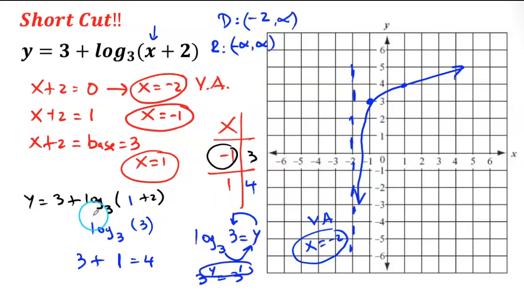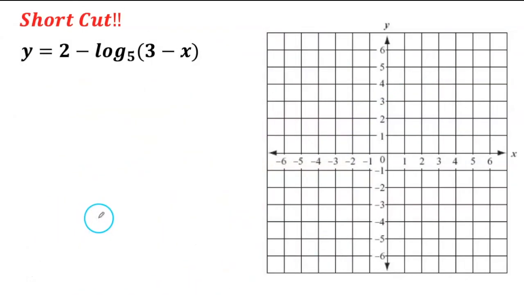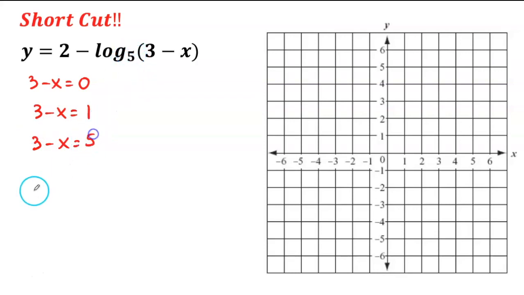Next, let's do another one. What about this one? Same idea. I need to find a shortcut. Inside, make it equal to 0. Inside, make it equal to 1. Inside, make it equal to your base. Your base is 5, so that's why you use the 5.